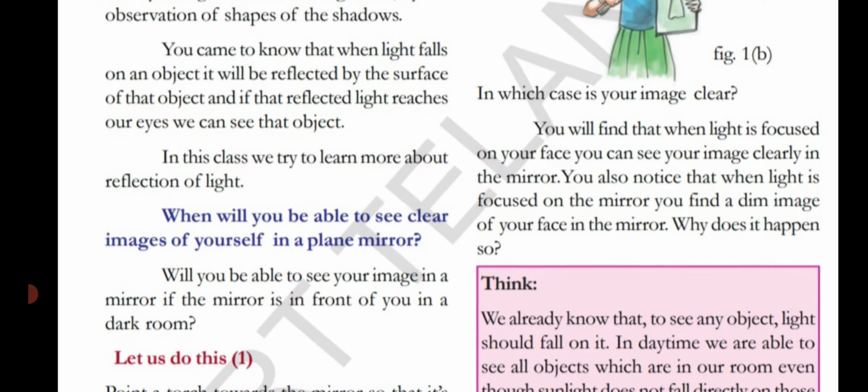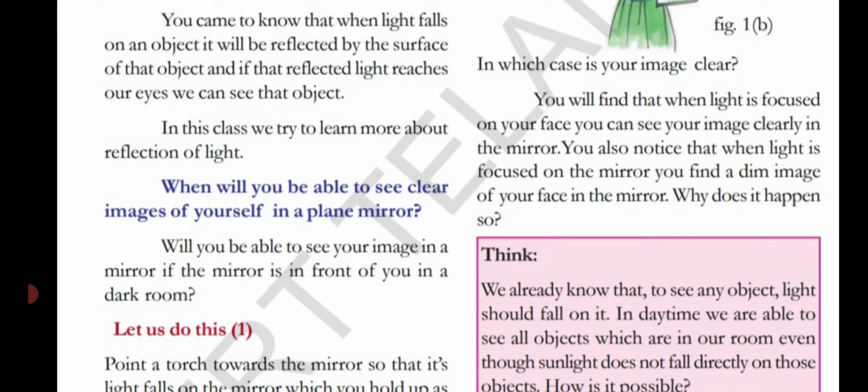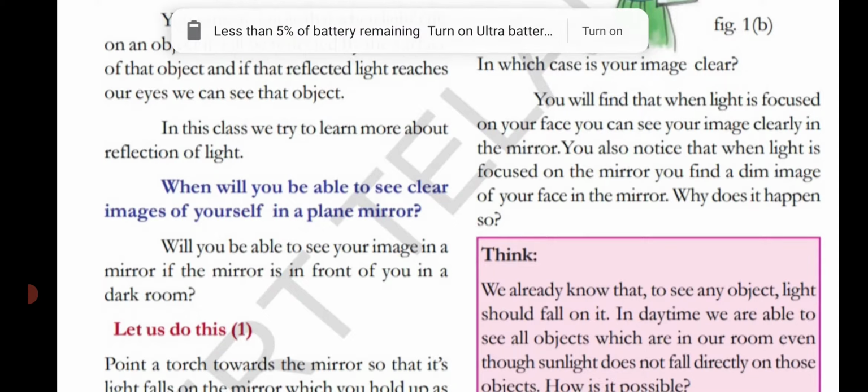Now, you came to know that when light falls on an object, it is reflected by the surface of that object. And if that reflected light reaches our eyes, we can see that object. If not, we could not see. Isn't it so? Let's see.